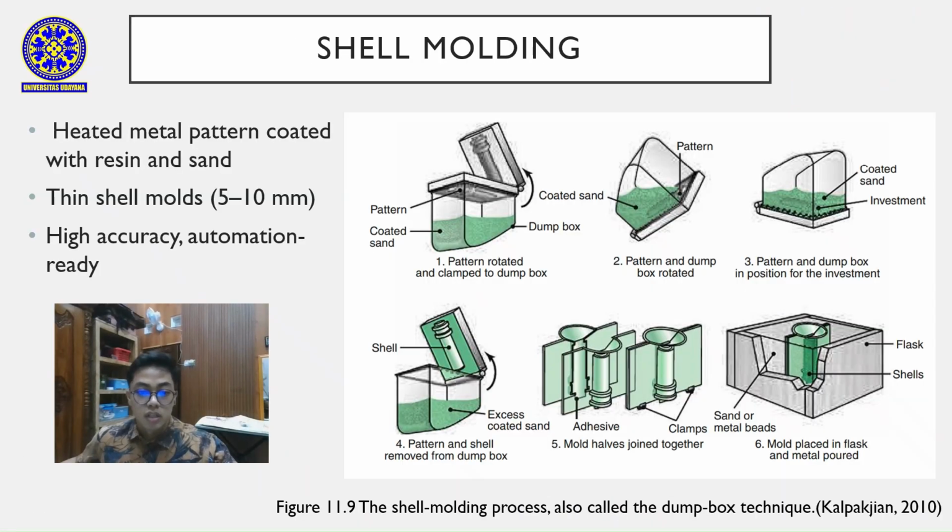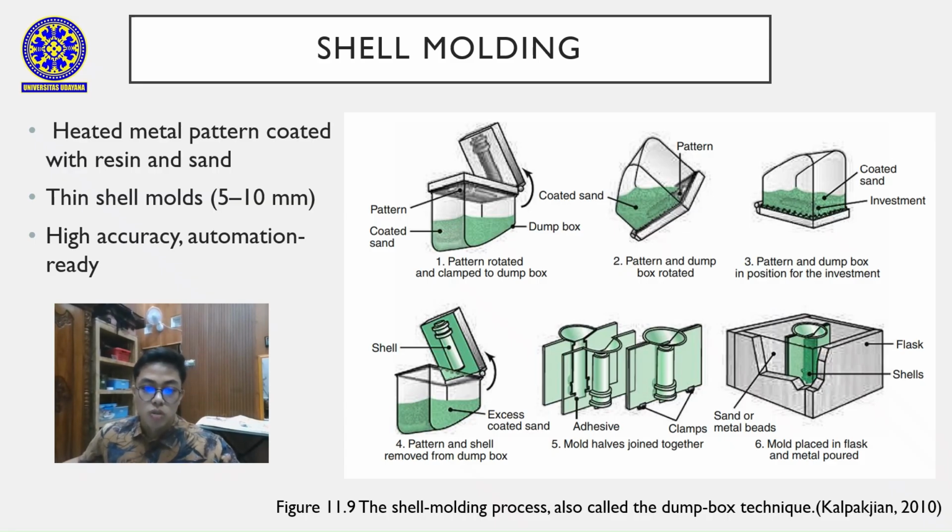The shell molding process is a precision process where a heated metal pattern is coated with a mixture of sand and thermosetting resin. When the resin cures, it forms a thin, strong shell mold with a smooth surface. This process offers high dimensional accuracy and is suitable for automated production lines, commonly used for gear housings, brackets, and engine components.